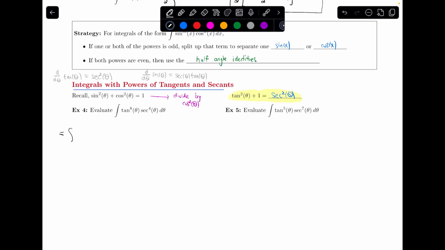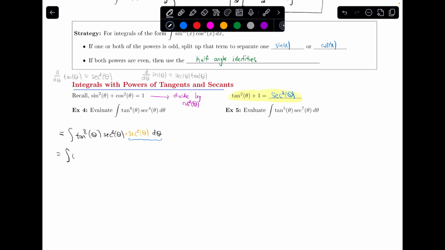So I get the integral, I have that tangent to the 8th in front, and then let's split up the secant to the fourth as a secant squared times another secant squared. Okay, so I'm just doing a little algebra there. d theta. So that secant squared at the end, it would be so nice if that could just become du. But to make that happen, everything in front needs to have tangents. I don't want this secant squared to stay as it is. And that's where I can use this trig identity and replace it with that tangent squared plus 1.